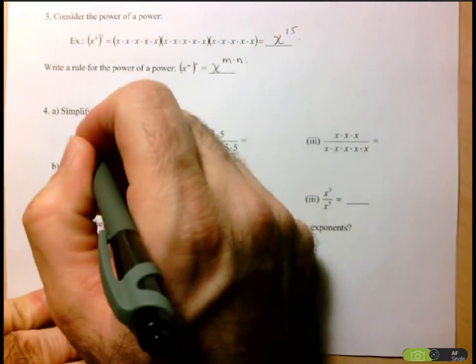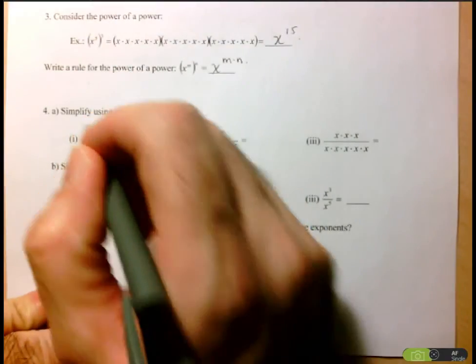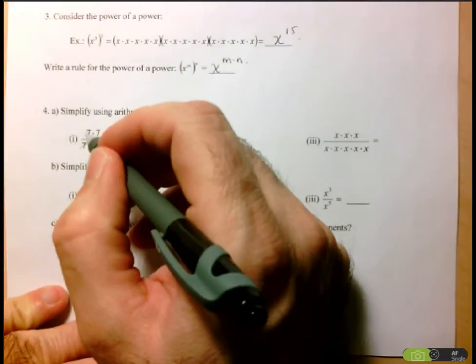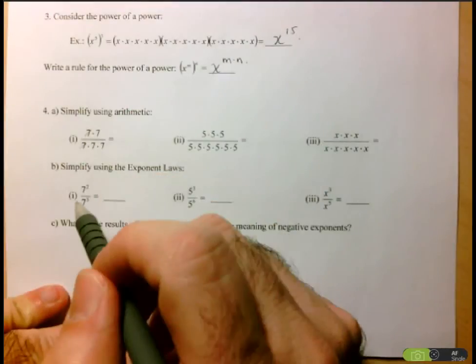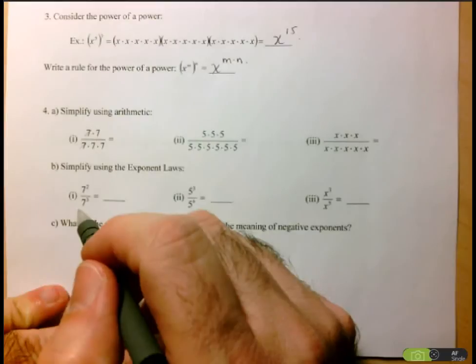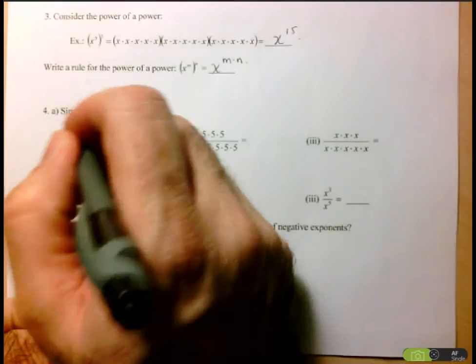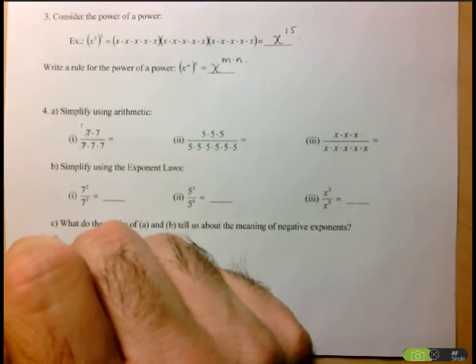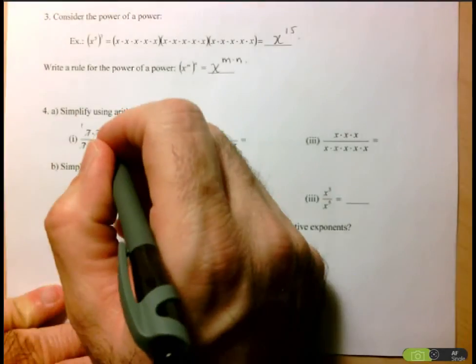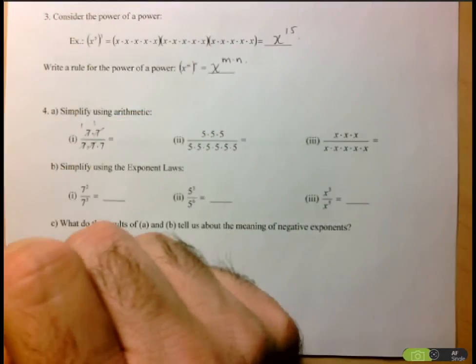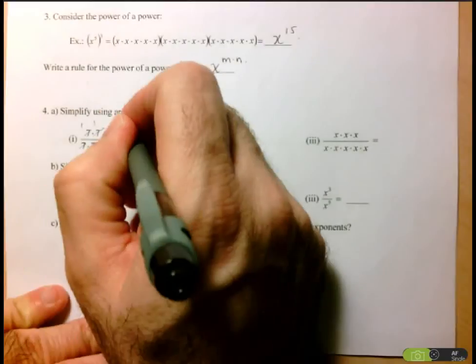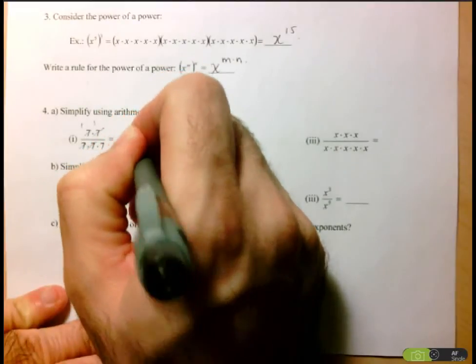So here, 7 over 7 reduces because it's the same factor. Now remember, it has to be a factor, meaning a multiplication. Same factor in numerator and denominator, so I can simplify this fraction. I'm just left with a 1, because that's what 7 over 7 is equal to. Same thing here, 7 over 7 is equal to 1. So in the end, I'm just left with 1 over 7.